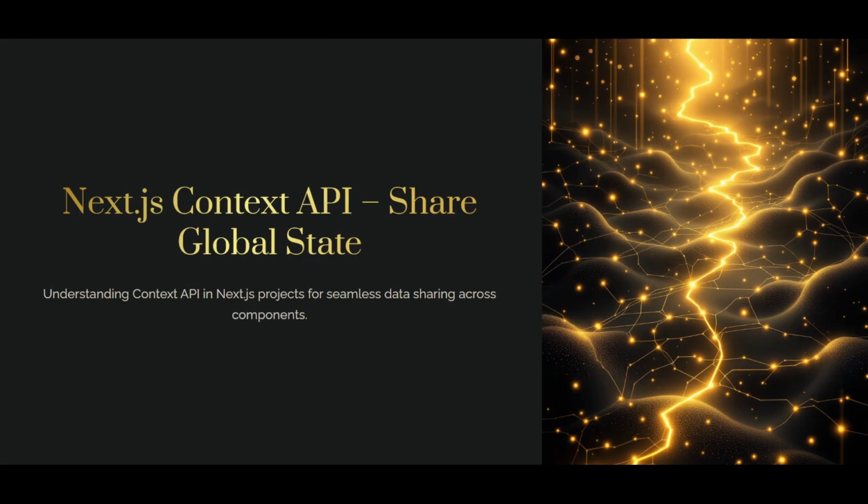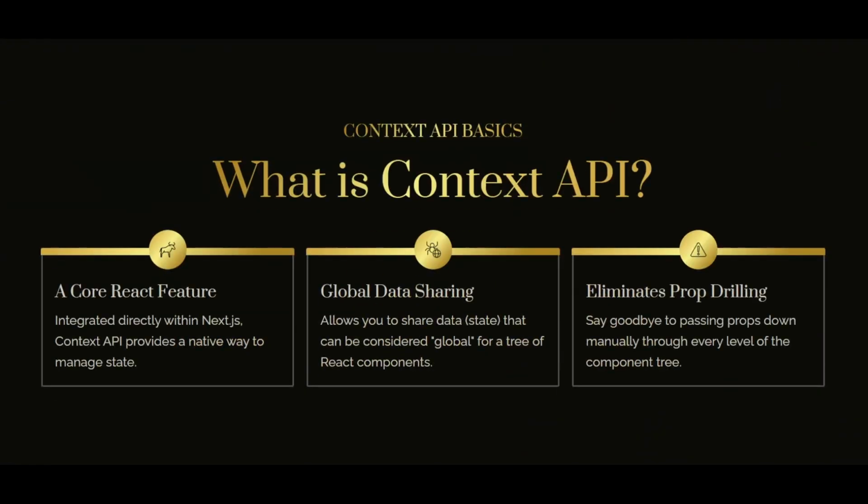Before continuing to Firebase integration, let's take a quick pause and understand Context API in Next.js. Context API is a powerful tool built into React, and since Next.js is React based, we can fully use it in our Next.js application. Context API is a feature from React that allows us to share data globally across our application. Normally, we would have to pass props from parent to child, which becomes messy. This is called prop drilling. With context, we avoid that problem.